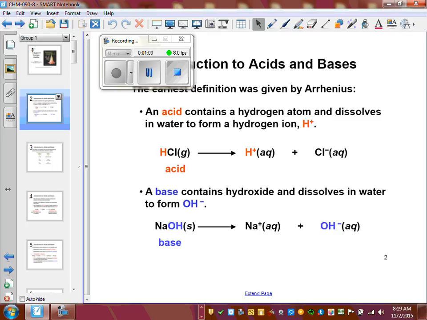So that's pretty simple. If you see an H, you have an acid. If you see an OH, you have a base. That works for quite a few things.